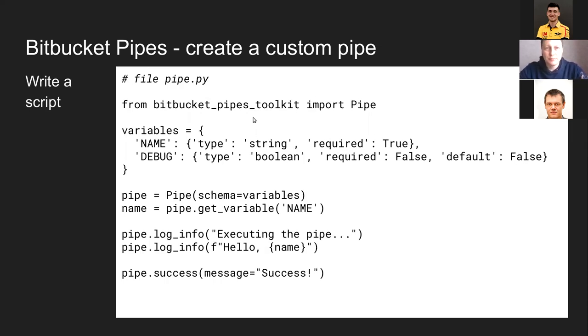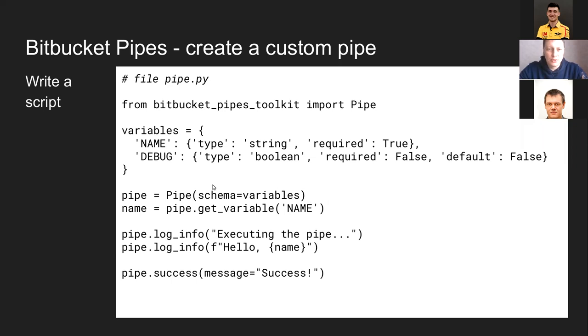For our file pipe.py, you should include the next content, the next code. Your code imports the Pipe class from the Bitbucket Pipes toolkit, that the Bitbucket Pipes team provides for you. Also, you could provide variables for this pipe. For this simple pipe, it should be name and debug. So name is a required parameter, debug is optional. So you could build logic to debug or show some extra information when debug is true.